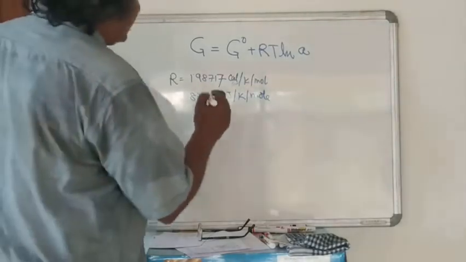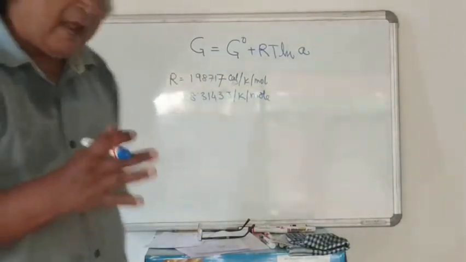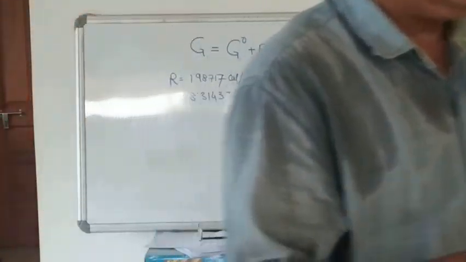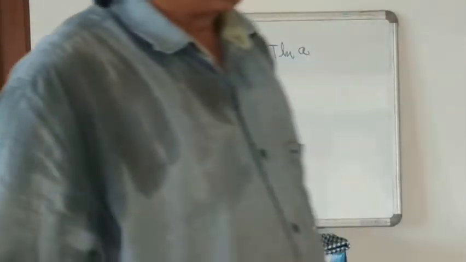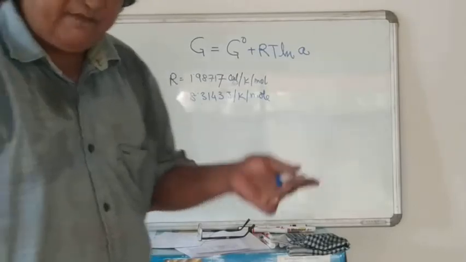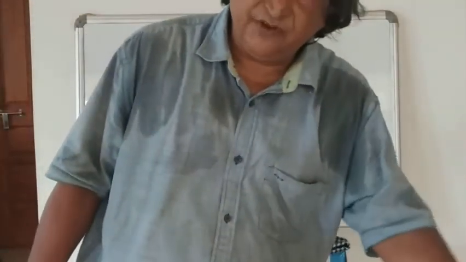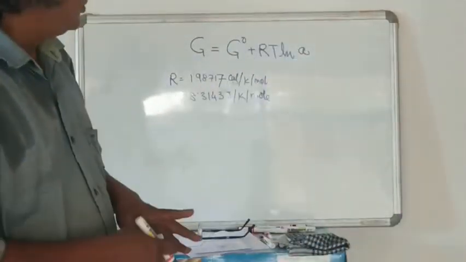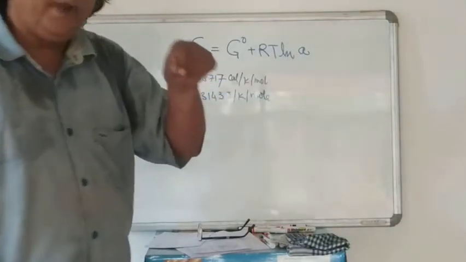T is the temperature, and in thermodynamic equations, T is always in kelvins. So you know degrees centigrade is equal to temperature in kelvins minus 273.15. So temperature is always in kelvins.